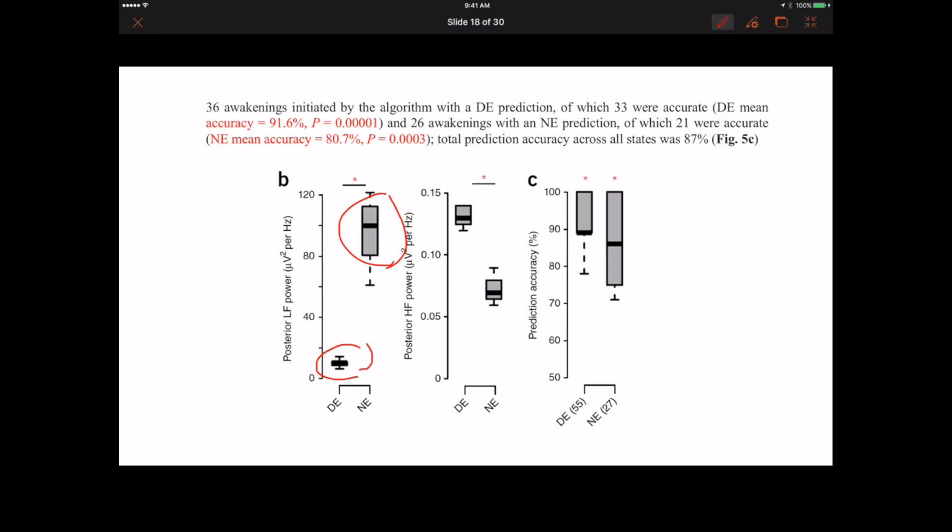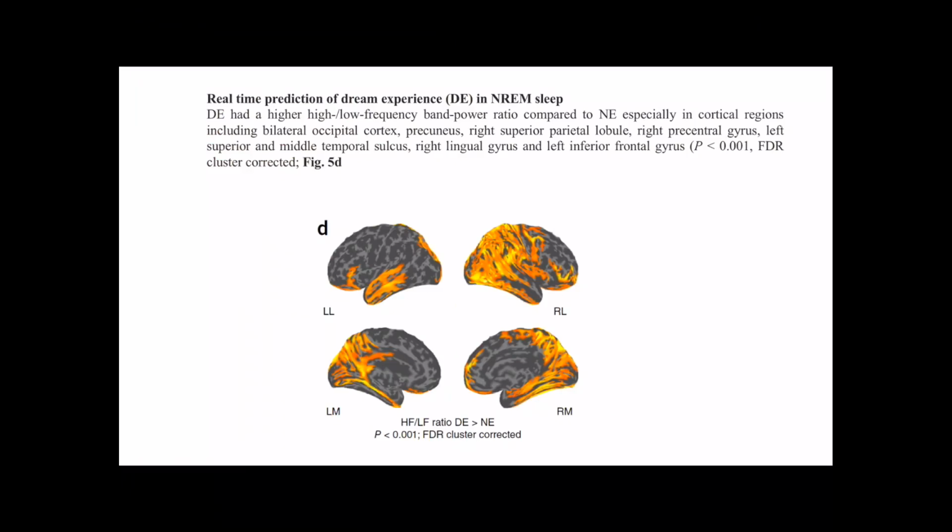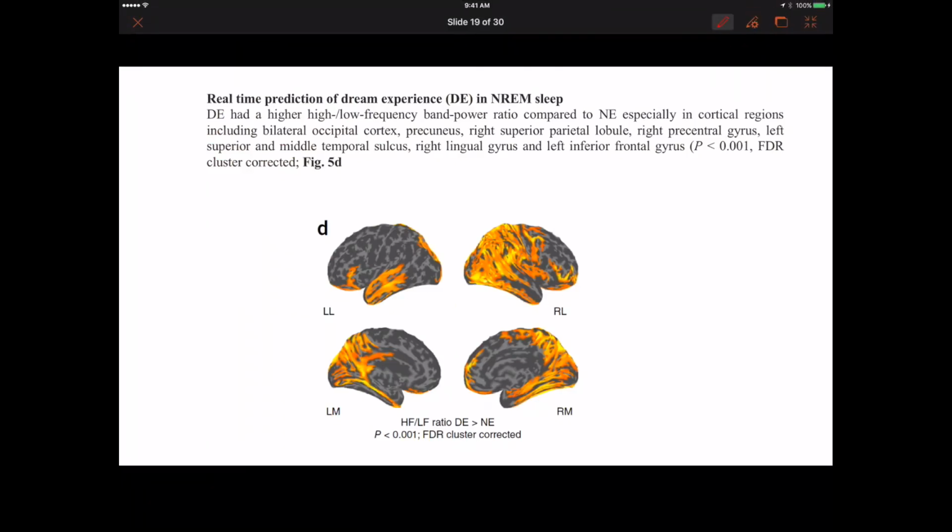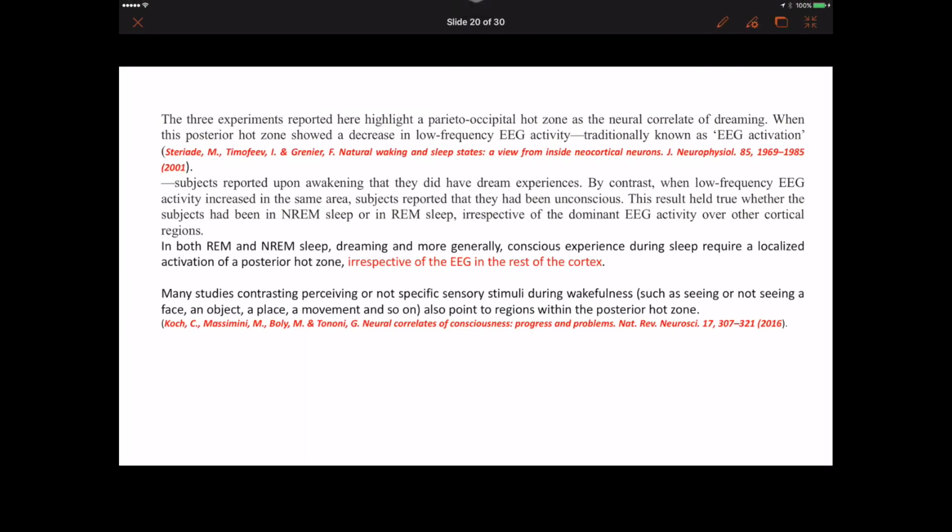Same is true for the posterior power, the high frequency power, the posterior hot zone. And you can see that the dreaming experience has a high amount of high gamma activity in the posterior hot zone compared to a non-dreaming experience upon awakening. So these are then the areas that are different in the dream experience. In non-REM sleep, we already went over this, so we will continue. And here is a summary of the results in a sense.